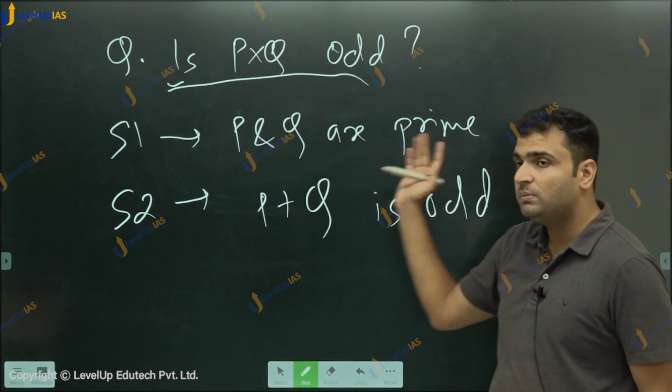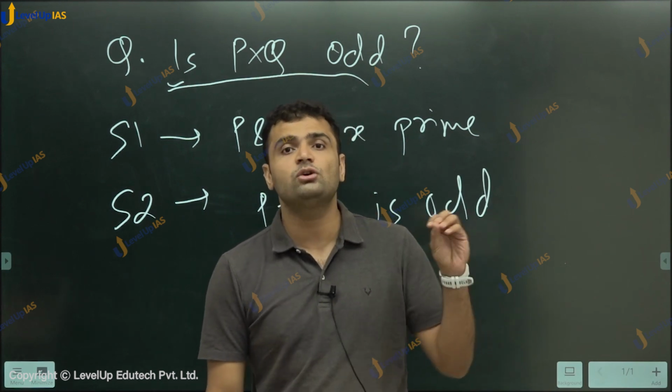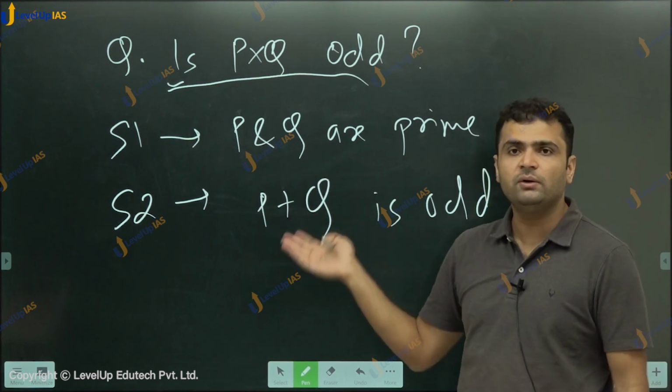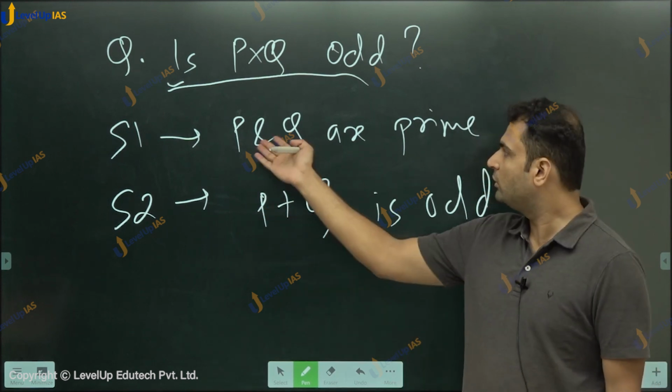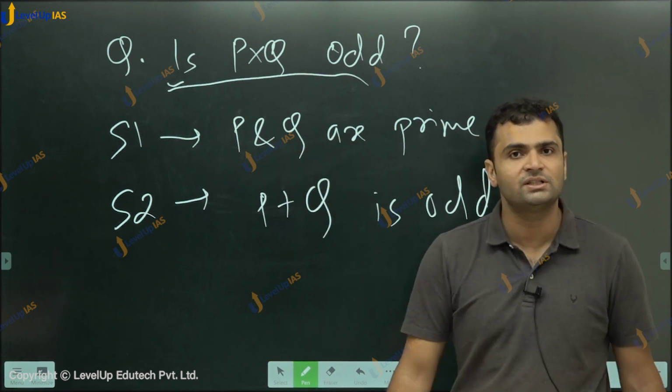So based on statement 1 alone, I cannot comment whether the product of the two numbers is odd or not, because both of them can be odd, or one odd and one even. That is also possible, because we are just given prime and 2 is an even prime number. So statement 1 alone is not sufficient.